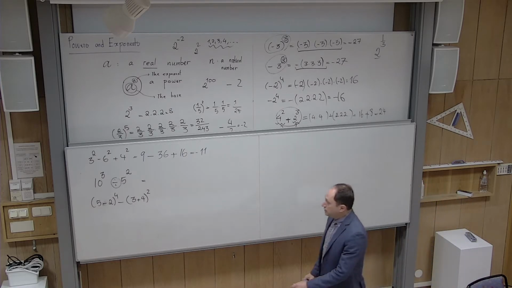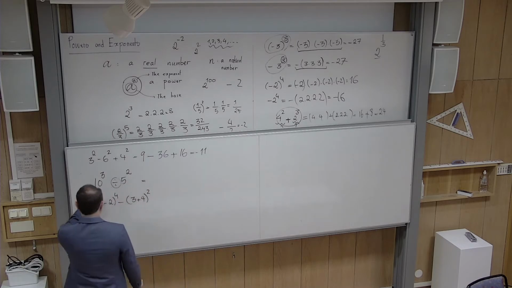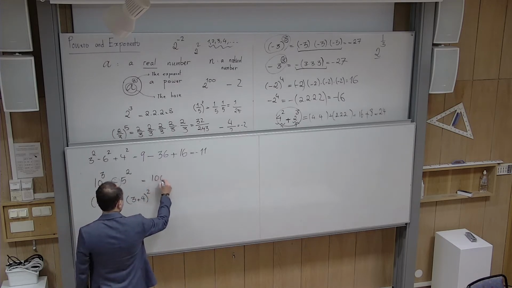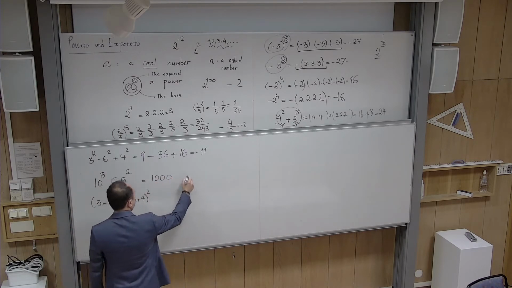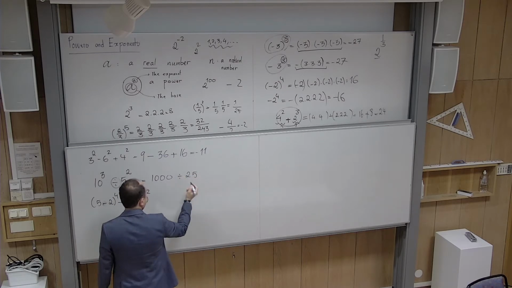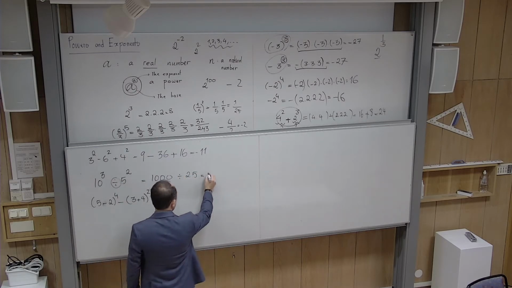Okay, so here, 10 to the power of 3 is how much? 1000. 5 to the power of 2 is? 25. And then I'm supposed to divide them. I hope that you can do that, it becomes 40, yes?